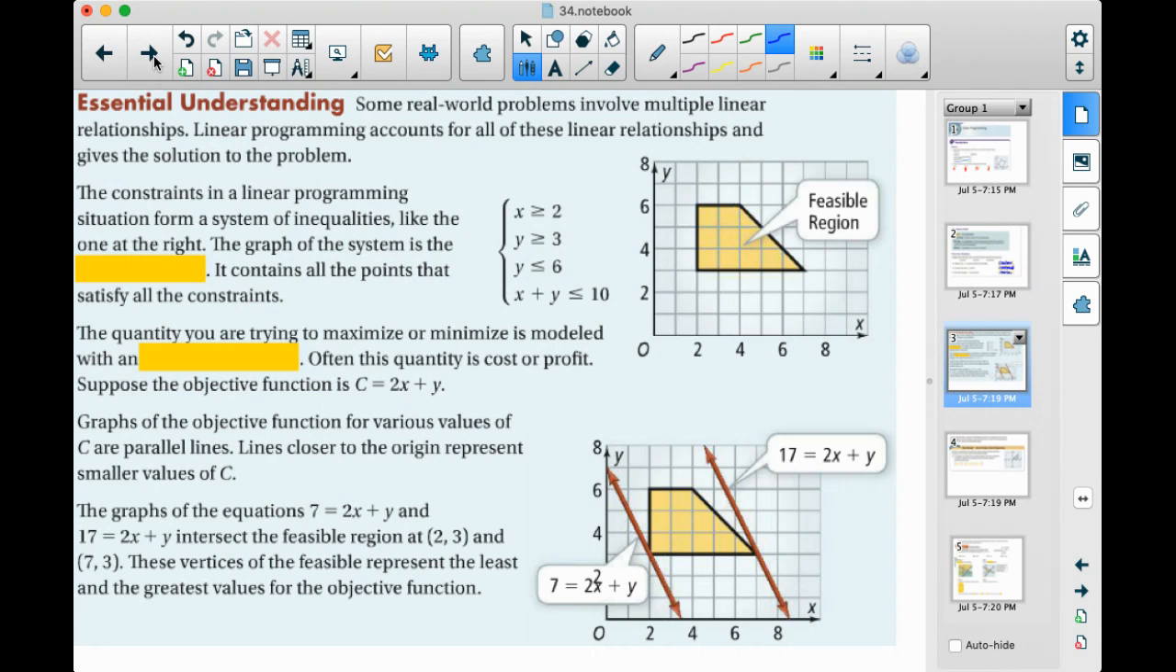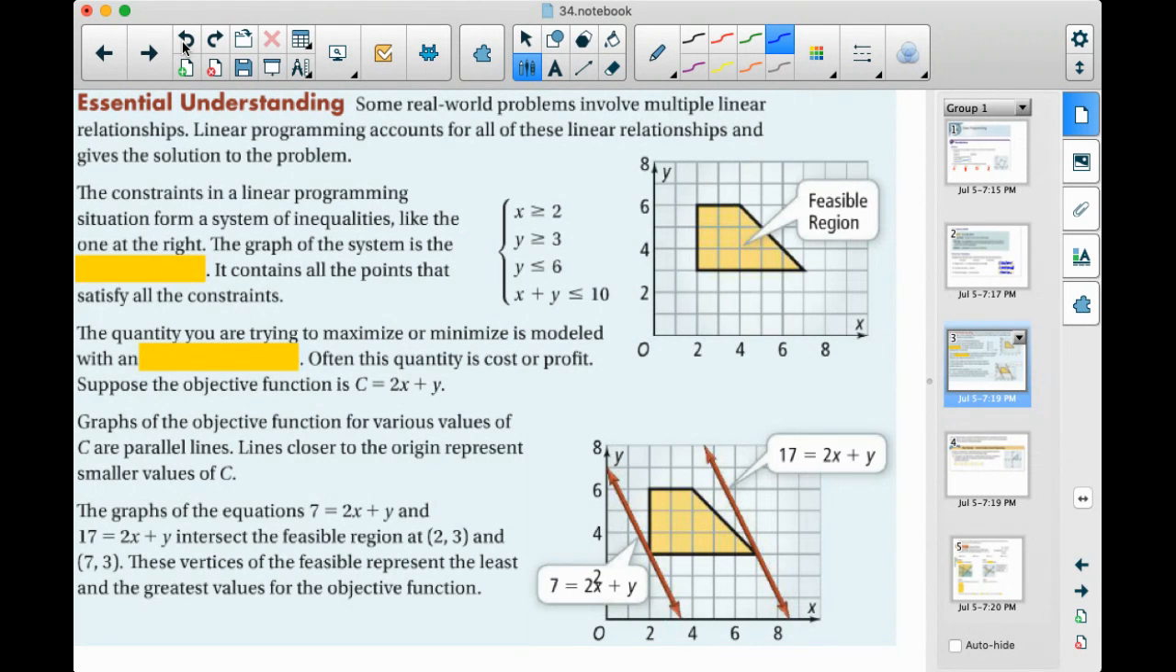All right. Some real-world problems involve multiple linear relationships. Linear programming accounts for all of these linear relationships and gives a solution to a problem. The constraints in a linear programming situation form a system of inequalities. So a system of inequalities looks like this. I have multiple inequalities in one system. Just like we had systems of equations, now we have systems of inequalities. We graph those, we figure out where they overlap, shade, and we go from there.